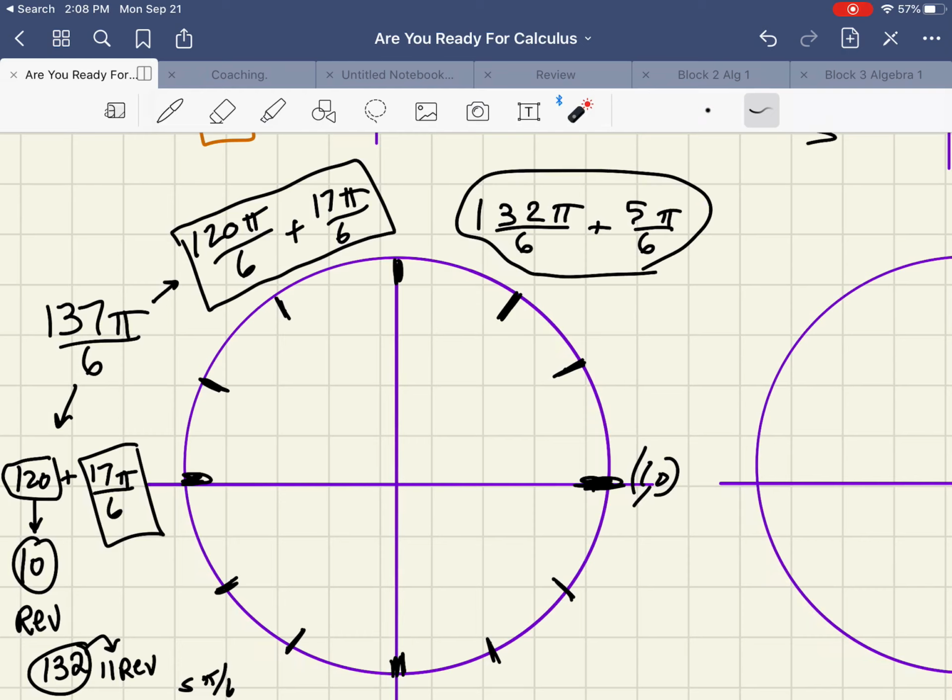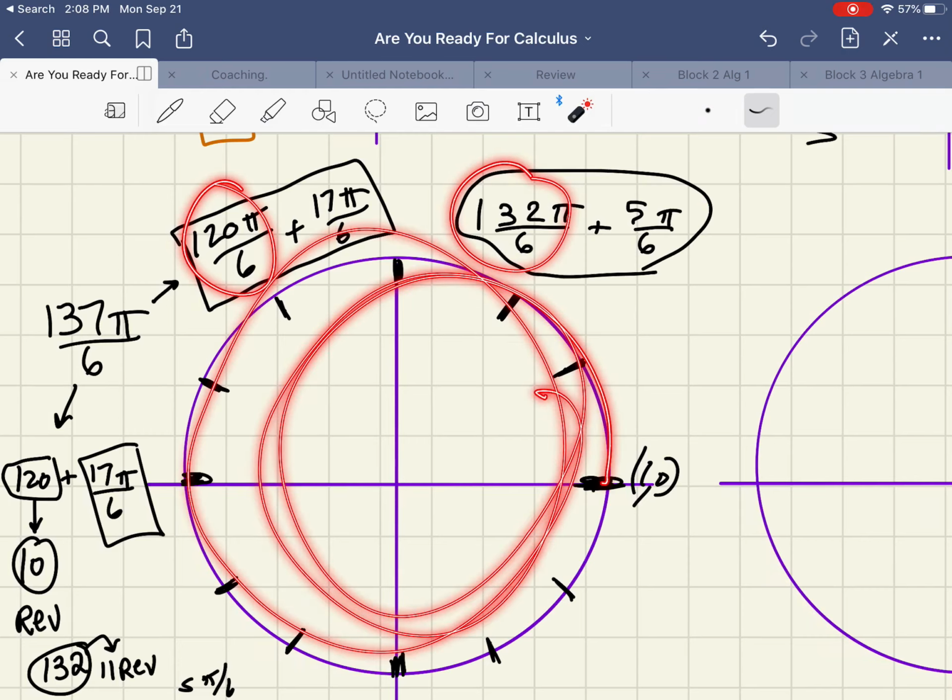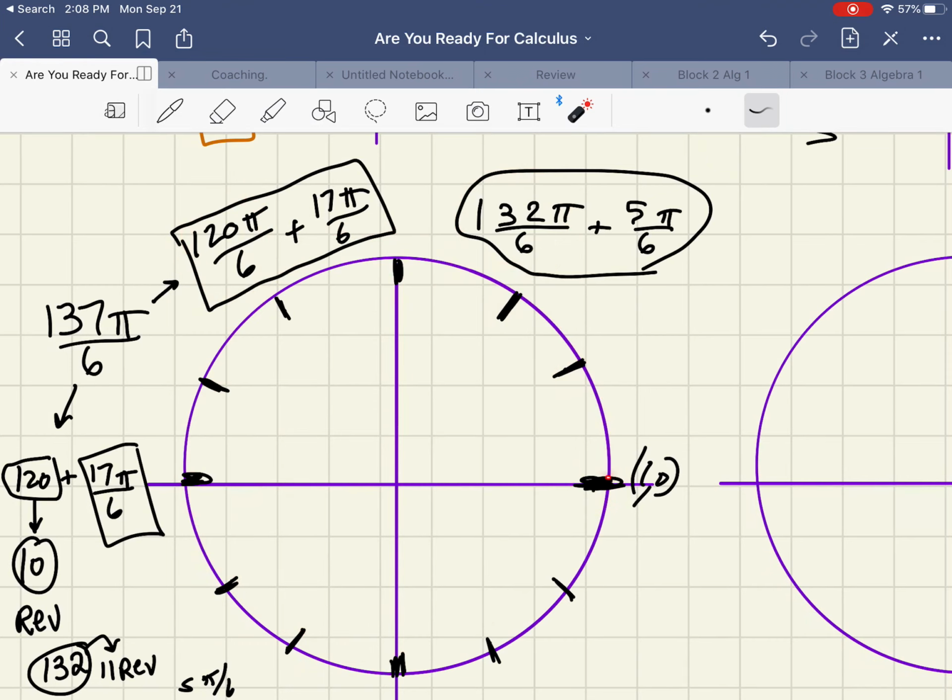And in either case, those first two have me going around a bunch of times, but stopping here. And then I have to do an additional 1, 2, 3, 4, 5 pi over 6 for the second one. So my stopping point is right there. That's 137 pi over 6. It just happens to be in the right spot. So that's finding the location.